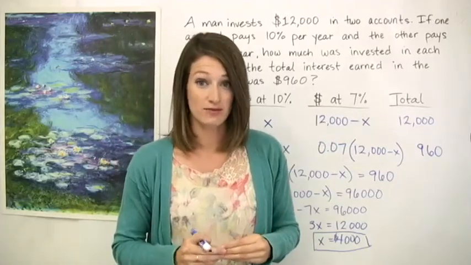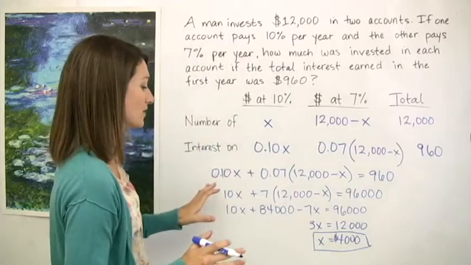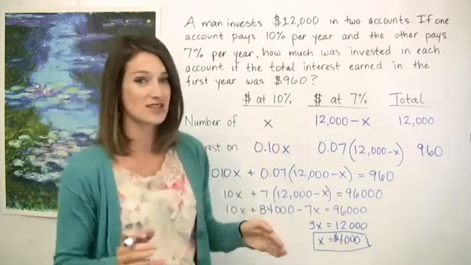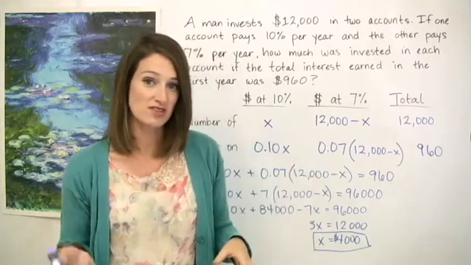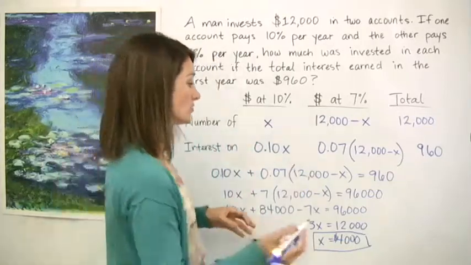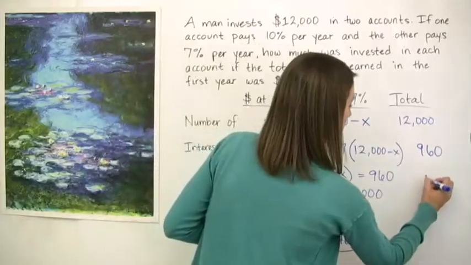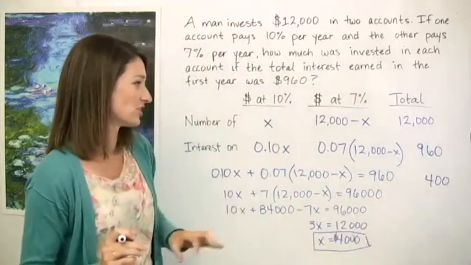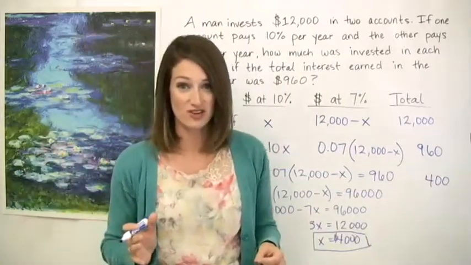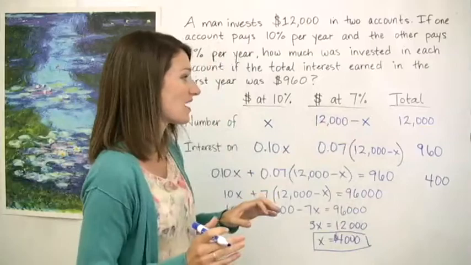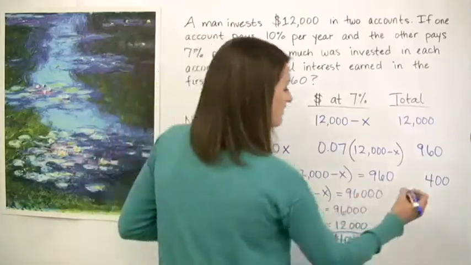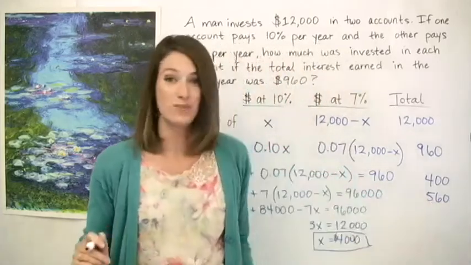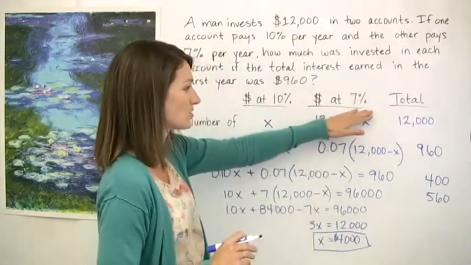So the last step of the blueprint is to check our answer. Using our first account, $4,000 is in there. It pays 10% interest per year. So we take 10% of $4,000, which is $400. So let's write it over here. If we have $400 of interest paid on that first account in that first year, the second account, $8,000 is in there. 7% of that $8,000 is $560. And that's the amount of interest paid on the second account, the one that pays 7% per year.